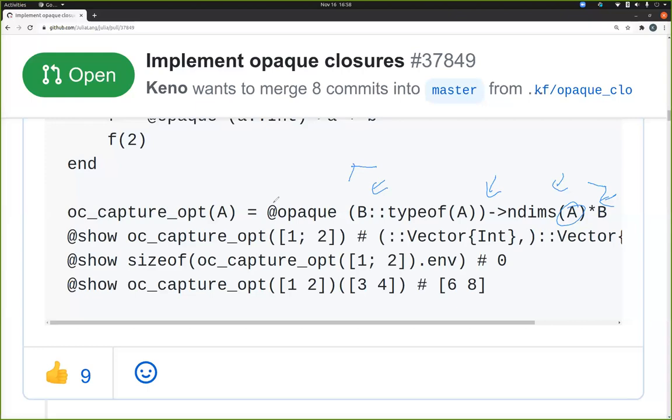Let me explain that, and if the explanation doesn't make sense, tell me afterwards and I'll try again. Basically, lexically, the closure environment captures the value A. So A is what's captured by this closure. Now the problem is that A can be pretty big. A might be a 40 megabyte matrix or something. If we look at this, I don't really need to know A. I only need to know ndims of A, which is something much smaller. It'll be an integer, maybe two. So we'd really like a closure that captures not A, but only ndims of A.